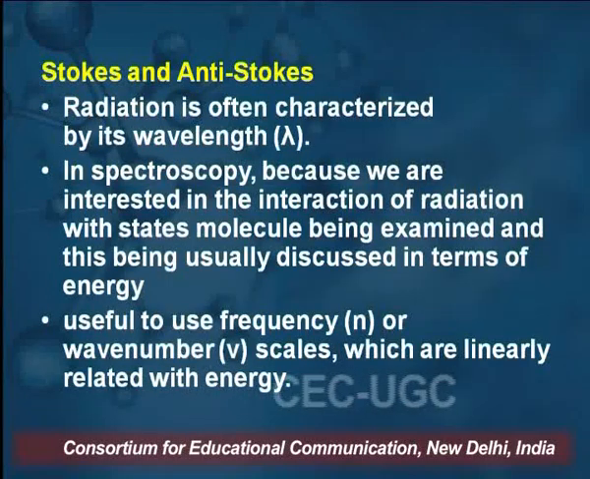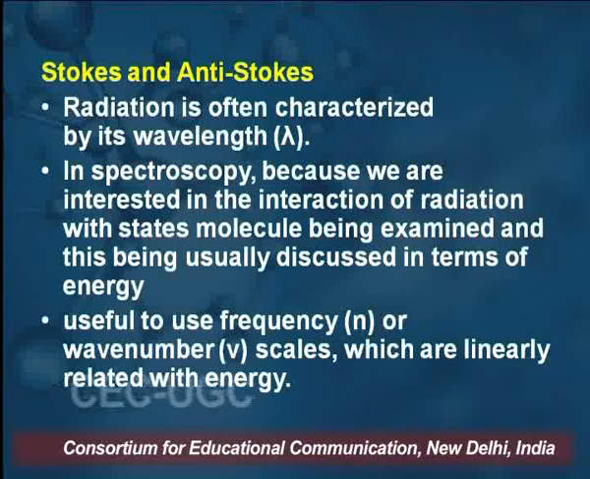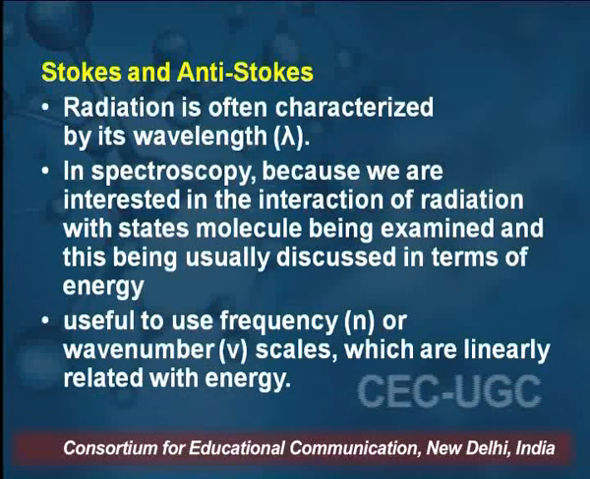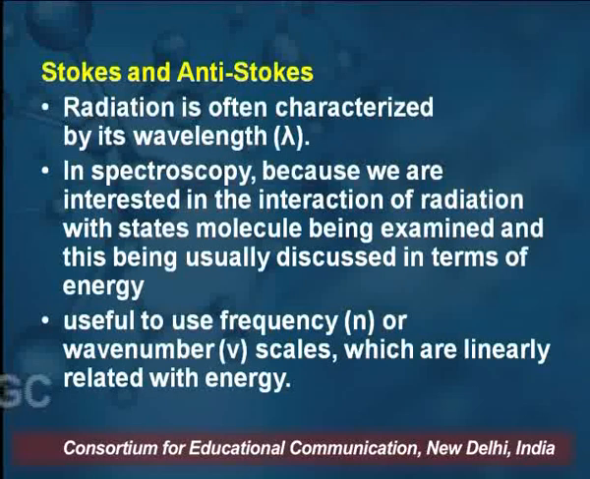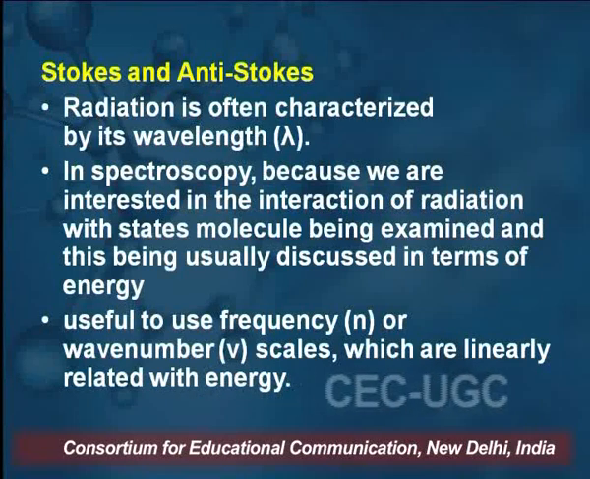Now, for the Stokes and anti-Stokes lines we can deal with the wavelength also. The radiations can be characterized by using the wavelength. In spectroscopy, we are interested in the interaction of radiation with the various energy levels of the molecules, which may be examined in various terms of energy. Sometimes we say energy, frequency, wavelength, so we can characterize it with various parameters. We can use the frequency, we can use the wave number also, and we can relate it with the energy, as all are convertible. So in characterization we can take a graph between frequency and energy, or between wave number and intensity.